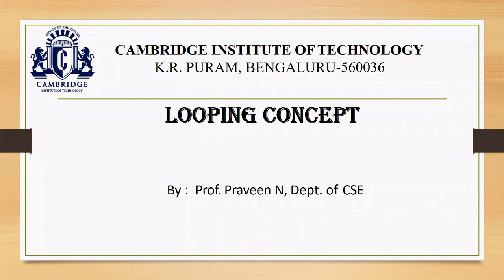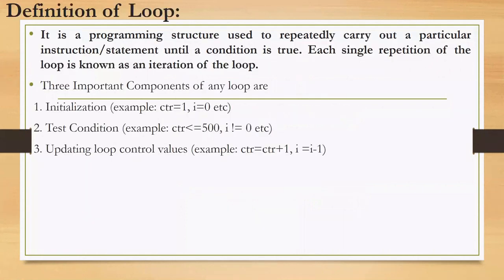Concept with respect to data structure. So first we'll know the definition of loop. It is a programming structure used to repeatedly carry out a particular instruction or statement until a condition is true. Each single repetition of a loop is known as an iteration of the loop.